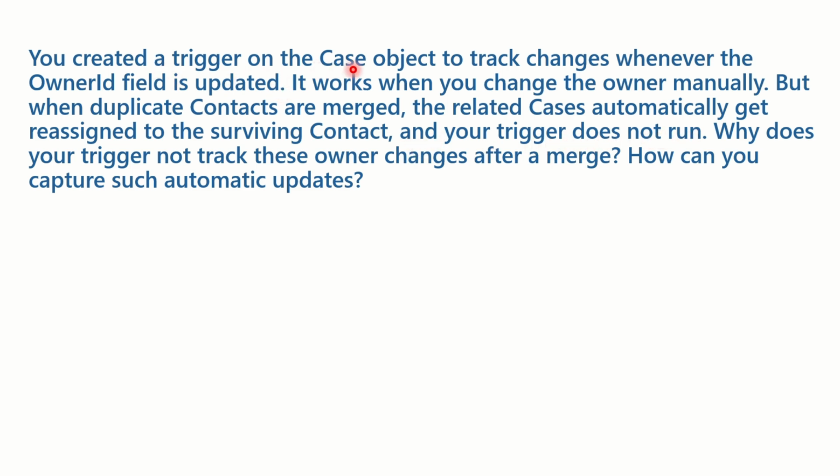Now the problem is your trigger does not run. You have a trigger on the case for when the owner ID is getting updated, but that trigger is not running after merging duplicate contacts. Now the question is, why does your trigger not track these owner changes after merge, and how can you capture such automatic updates? Very interesting and very tricky questions.